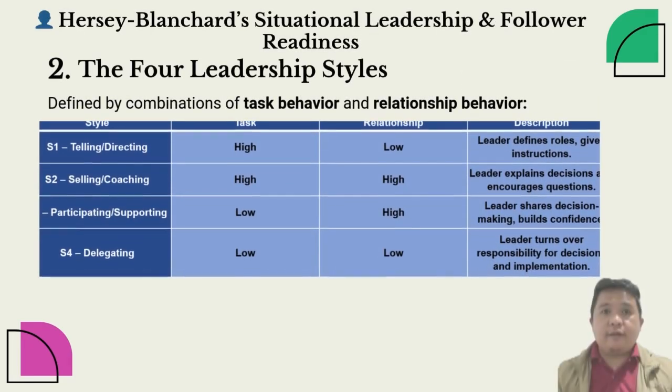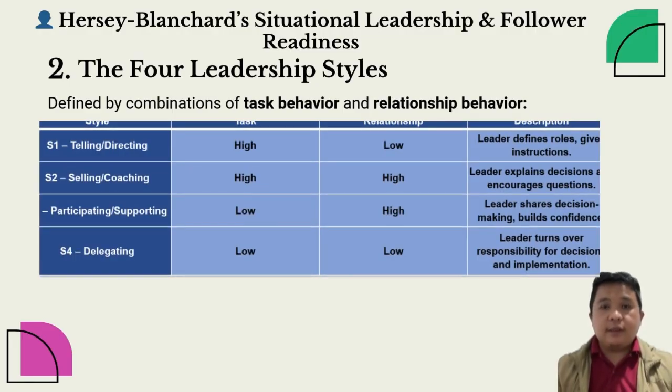Hersey and Blanchard identified 4 leadership styles, based on a combination of task behavior, how much guidance the leader provides, and relationship behavior, how much support they give. Style 1, telling or directing, has high task and low relationship. The leader gives clear instructions and closely supervises. Style 2, selling or coaching, has high task and high relationship. The leader explains decisions and encourages follower involvement.